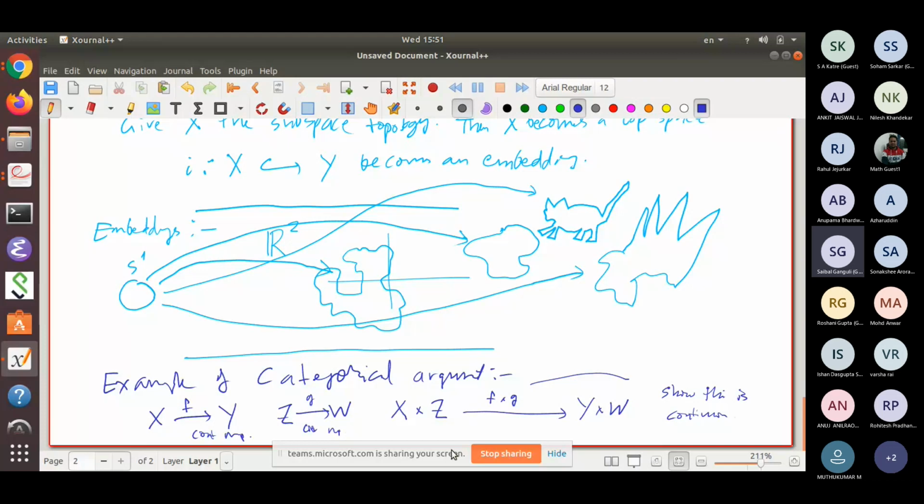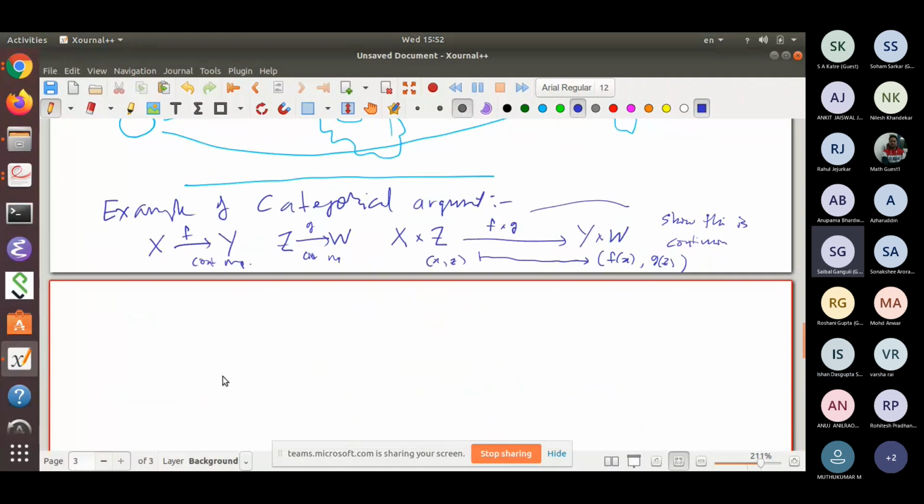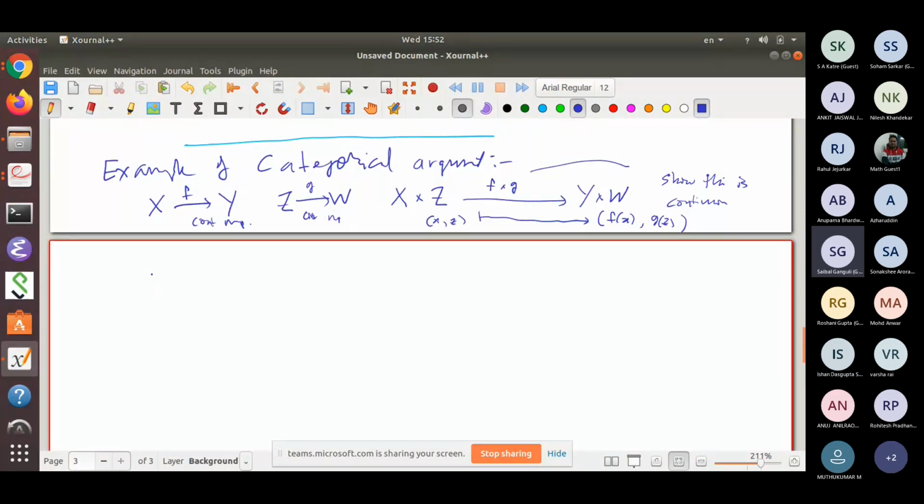And what is this map? In set theoretic terms, easy to define. This is the map which sends small x comma small z to what pair? Somebody tell. It sends it to fx comma gz, but we can construct it categorically and immediately one can say that it is continuous. That is what I want you to do. So how do you construct it categorically? I orally explained it in my last lecture when I wanted to say that x comma y goes to x square plus y square is a continuous map, and so on. In all such things, we were using such arguments.